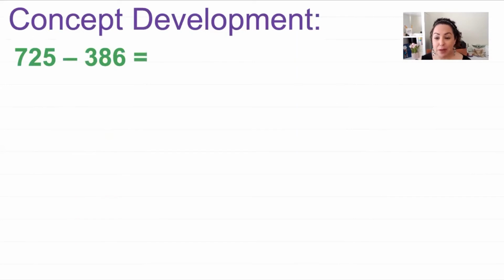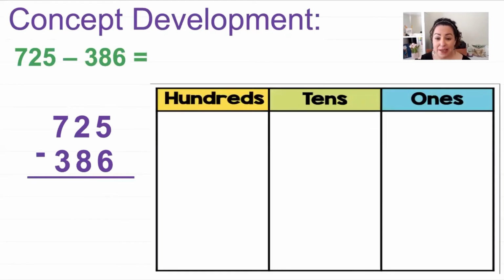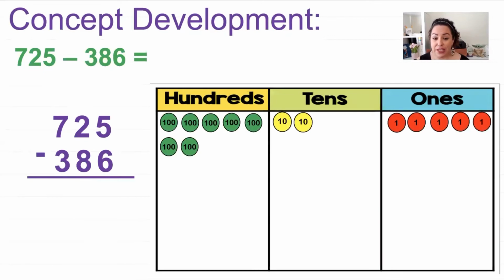Okay, my next problem is 725 take away 386. So I'm going to go ahead and write that in vertical form, and you can see that they all line up. Once I have them lined up, I can go ahead and get my mat out. And how many numbers am I going to show on the mat? I'm only going to show one number, and that is 725. So 7 hundreds, 2 tens, and 5 ones.